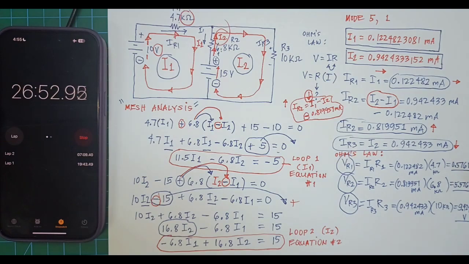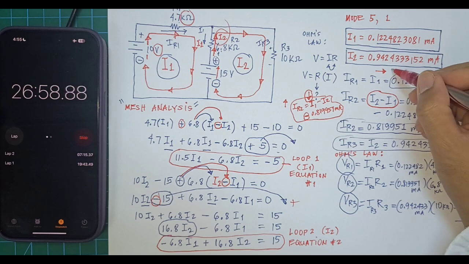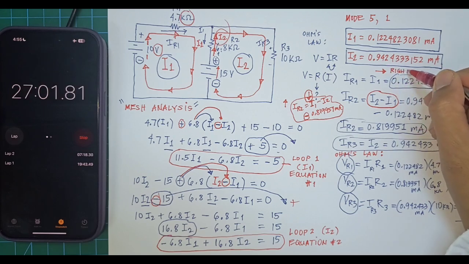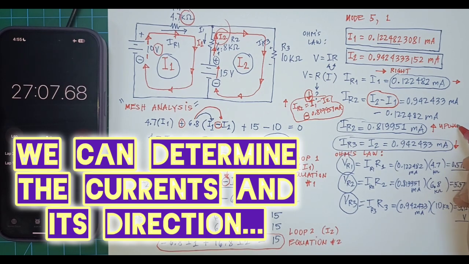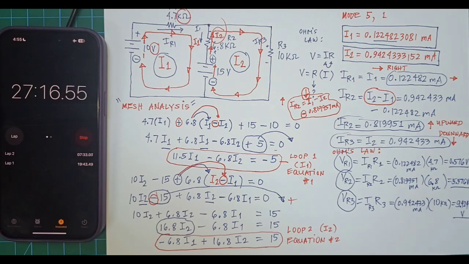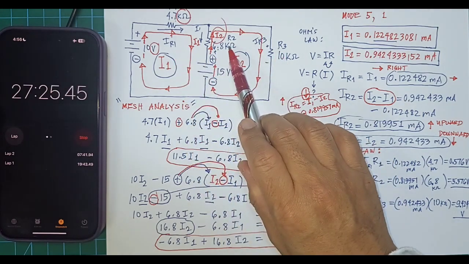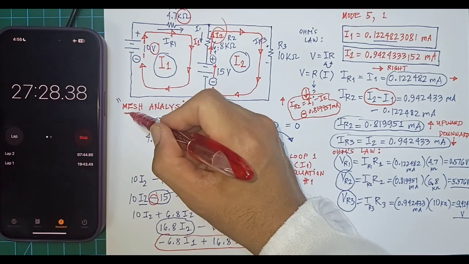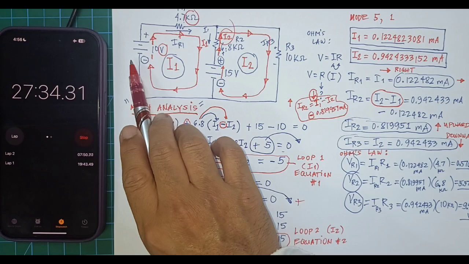Anyway, some questions in your examples may not be asking you to identify the direction, if it is going to the right or going to the left. I'm just telling you that you can identify the direction of the current. So I can tell that this is upward and I can tell that this is downward. So there you go. That's how to calculate the currents IR1, IR2, and IR3, and VR1, VR2, and VR3 using the mesh analysis. And we use this mesh analysis if we have two sources like this one.